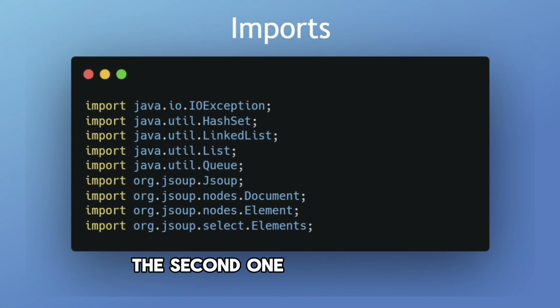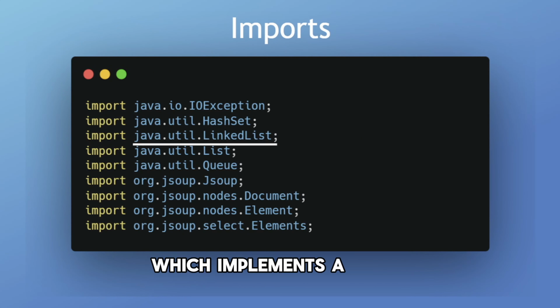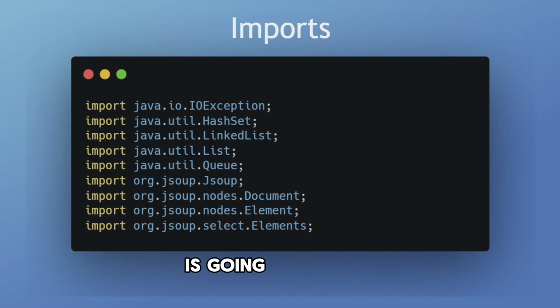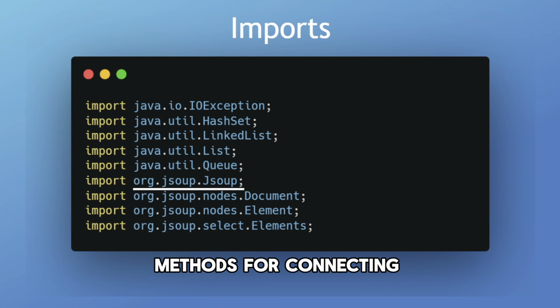The second one is going to be java.util.LinkedList, which implements a queue to manage URLs that need to be visited. And the last one is going to be JSoup, which is a library that provides methods for connecting to web pages and parsing their HTML content.